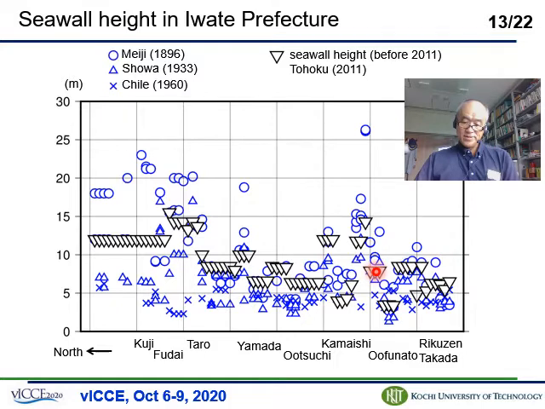The seawall height appears to be at the upper level of the tsunami height. However, it's not at the maximum. This means that seawalls are not enough to prevent the damage. We have to combine them with an evacuation plan in order to minimize the damage.